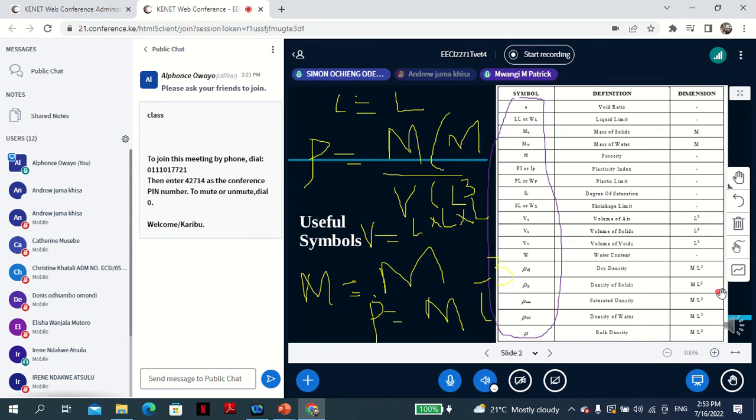Yes, but that is not P. It's rho, sorry, for density. That one is rho, not P. Yes, that's the symbol for density.